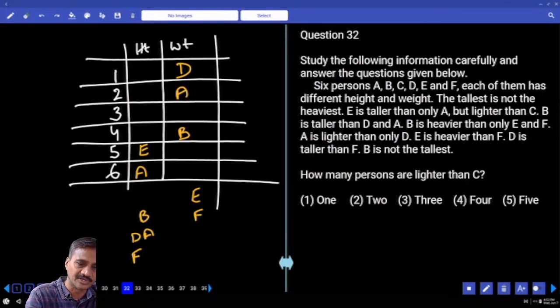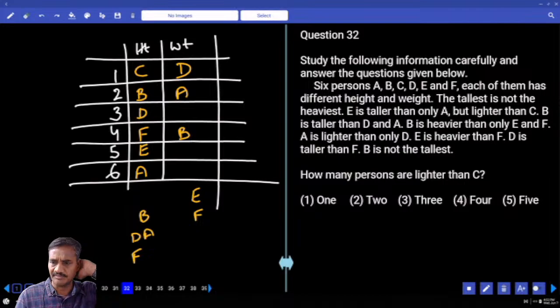As B cannot be the tallest, B must be here. Now B is here, then A, D and F, so B, A, then D and F must be like this. Then who is the person left over here? C is the person left. Then in this case, E and F were like this. The tallest is not the heaviest.